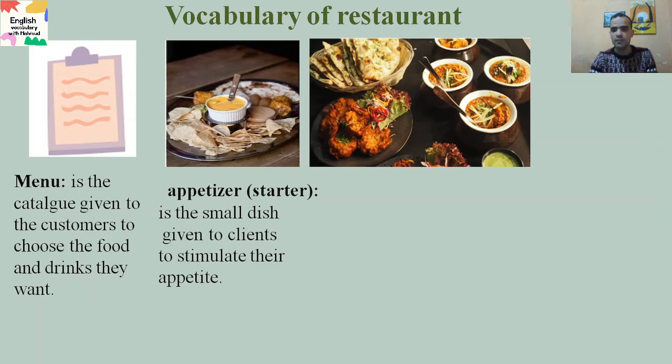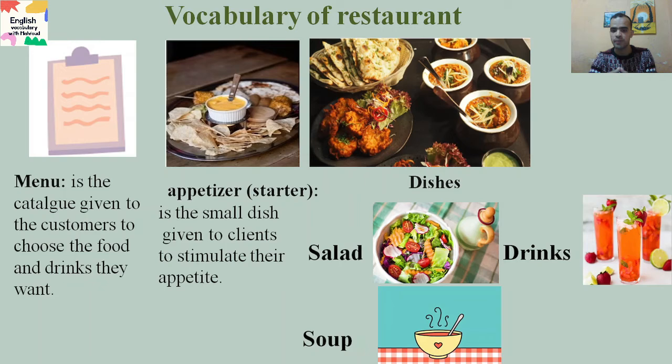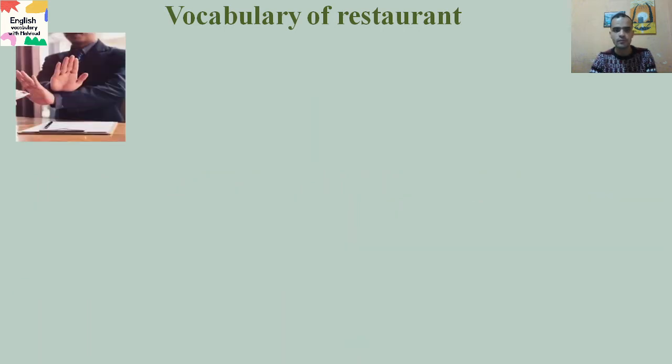And we have here dishes. These dishes could be salad or soup or drinks. Salad is made of vegetables most of the time, and soup could be a hot soup or cold soup depending on your request, of course. Drinks could be cold drinks like orange juice or whatever, and they could be hot drinks like coffee or tea and so on.